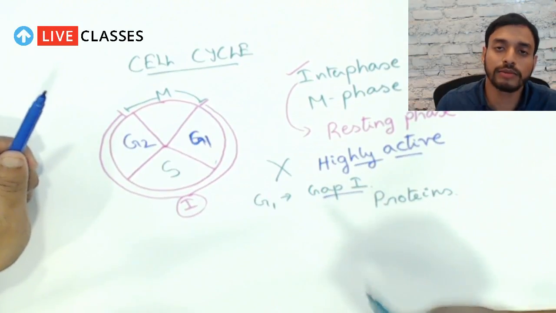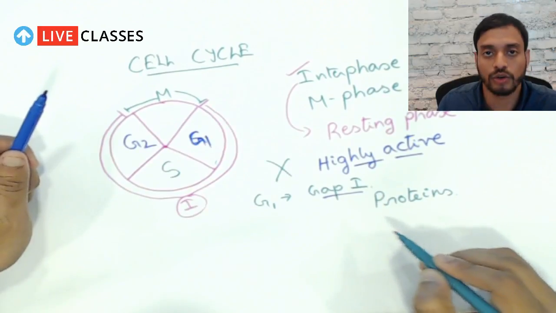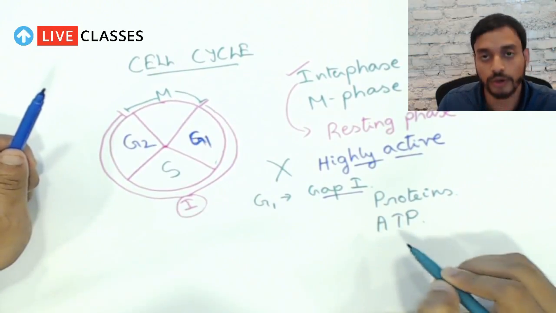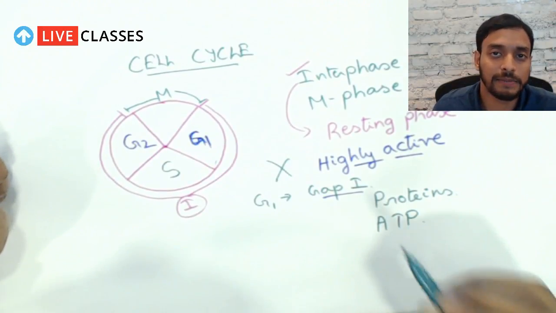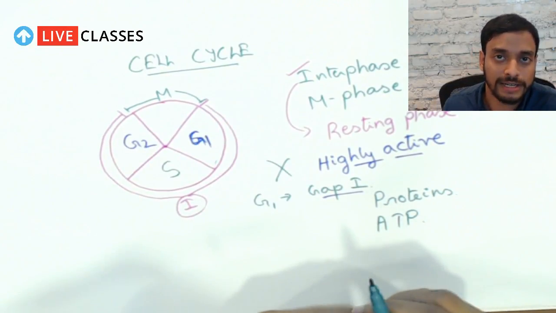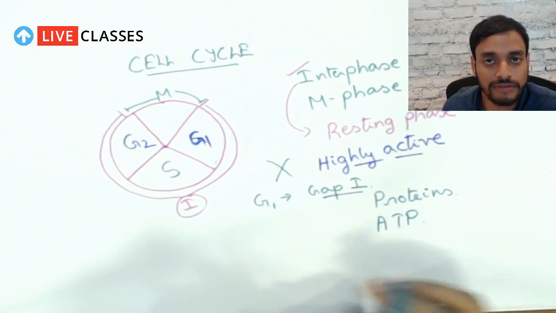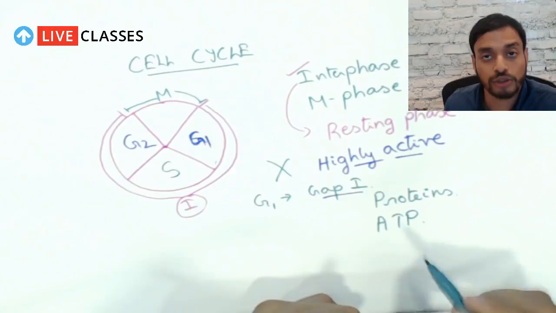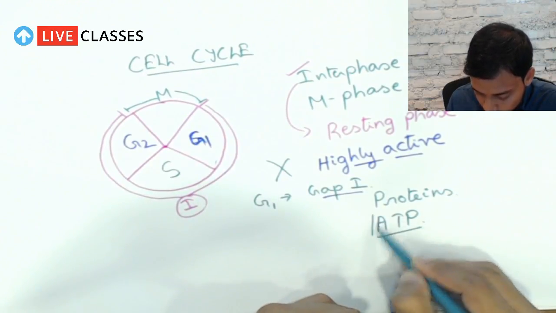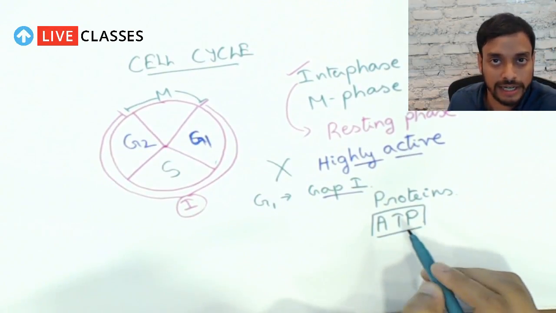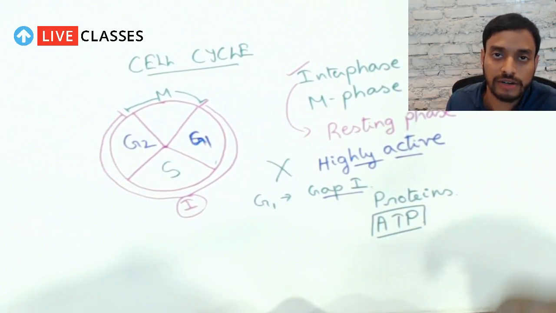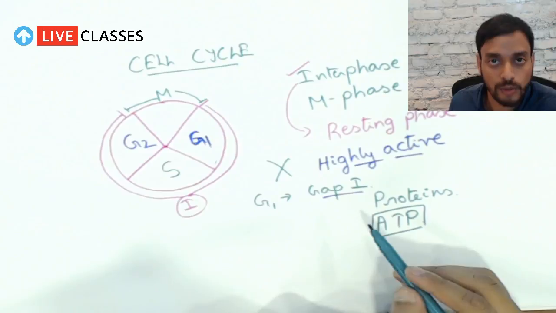A very important molecule is being synthesized at this stage, which is ATP. Okay, what is ATP? ATP is the energy molecule, right? So we perform all the different activities that we are doing every day, every moment. That is possible because of this molecule, which is ATP, correct? So this is the energy molecule. This energy molecule is constantly generated during this gap 1 phase.